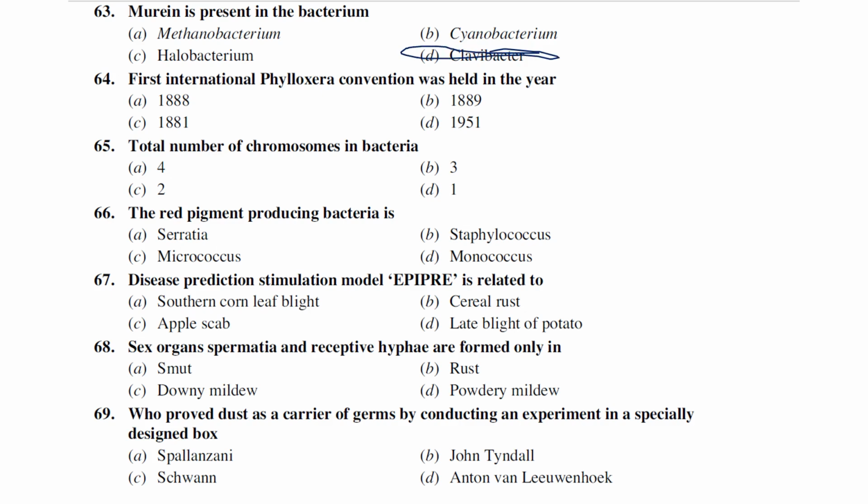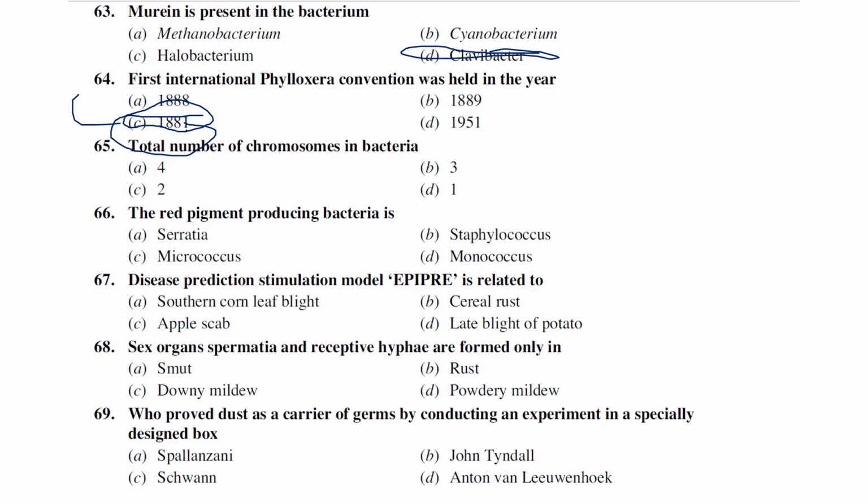The first international phylloxera convention was held in the year 1881. Phylloxera is the main reason for problems in grapes, and it is also the most problematic pest, especially in grapes and other crops as well. So later scientists came to the conclusion that we must control this pest. They all gathered in a place and started a convention called the phylloxera convention. It is also known to be the first international convention, held in 1881.